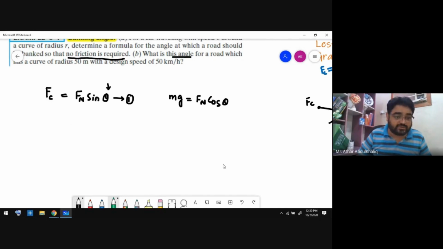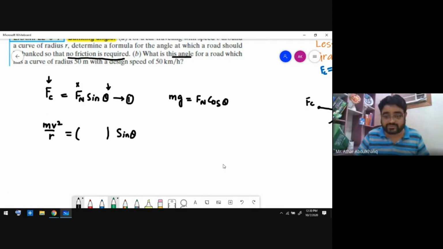Fc, you know, is equal to mv squared over r. Only one thing is unknown to us, Fn. The rest of the things we have. We have Fc, we have theta, we can find sine, but we don't have Fn. To find Fn, I will use the second relation. The second relation written for you is mg is equal to Fn cosine theta. If I need Fn, I will move cosine theta here. So it will become mg divided by cosine theta is equal to Fn.